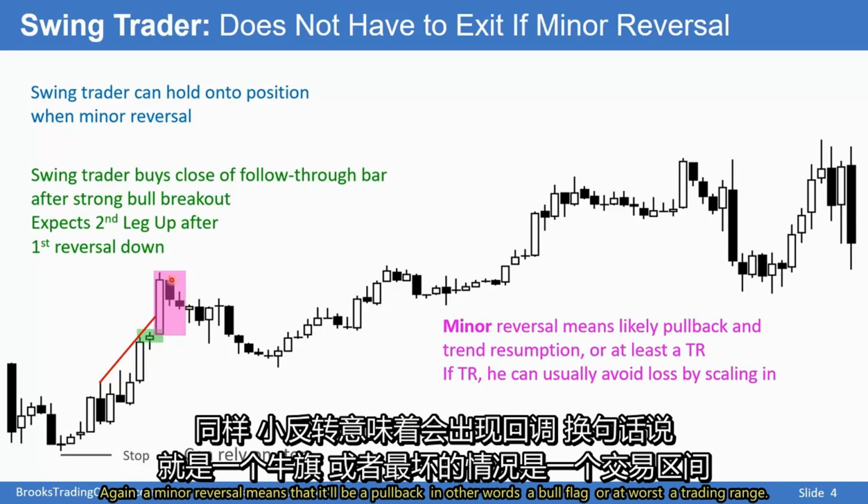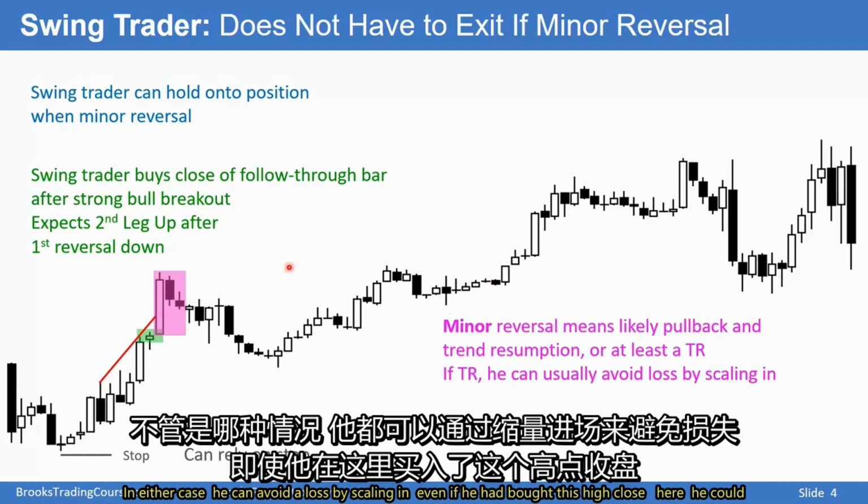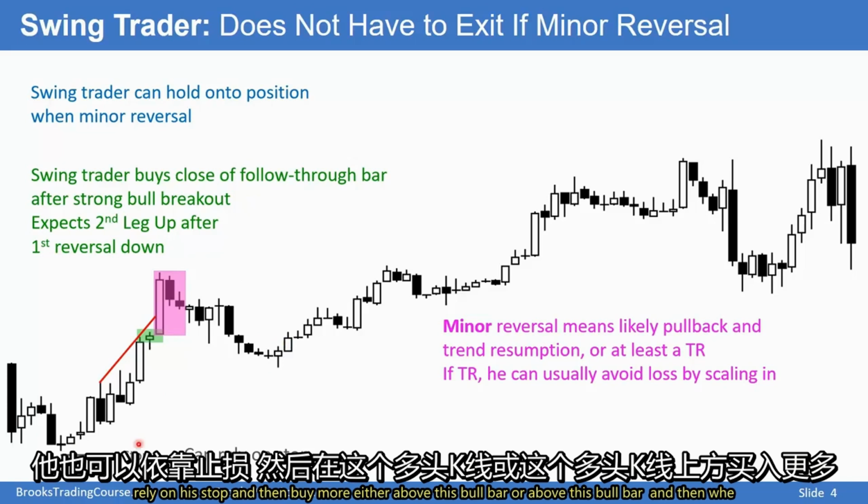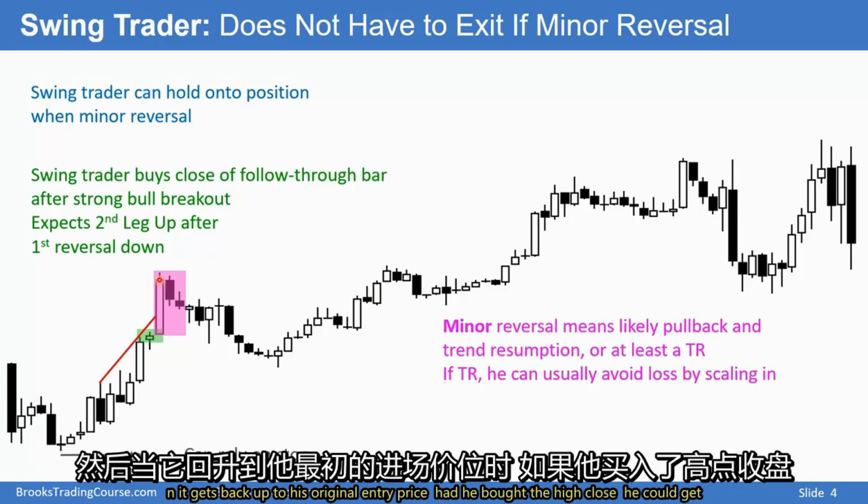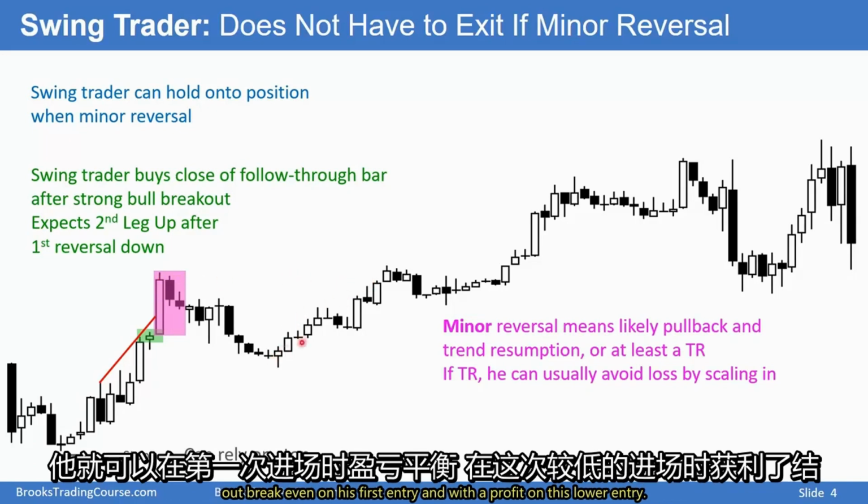Again, a minor reversal means that it'll be a pullback, in other words, a bull flag, or at worst, a trading range. In either case, he can avoid a loss by scaling in. Even if he had bought this high close right here, he could rely on his stop and then buy more either above this bull bar or above this bull bar. And then when it gets back up to his original entry price, had he bought the high close, he could get out break even on his first entry and with a profit on his lower entry.